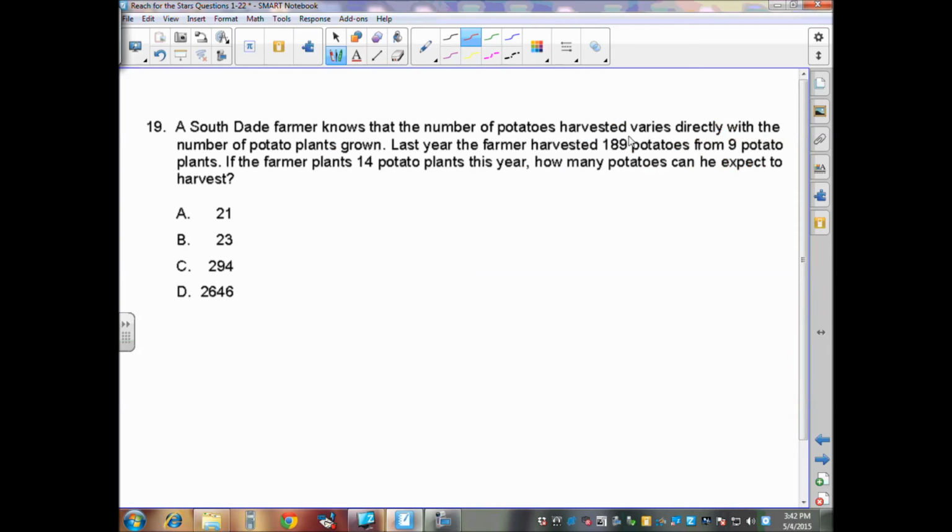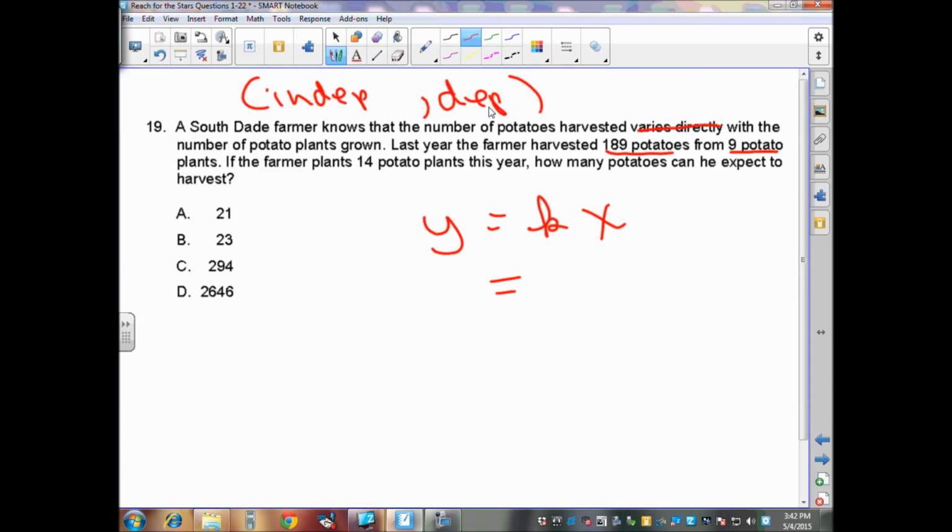because your rate of change is -3 gallons per 20 miles. All right, varies directly. Remember, varies directly means y equals kx. The first thing you have to do is find the constant of variation. He harvested 189 potatoes from 9 plants. We have to decide what the independent and the dependent variables are in a direct variation. It looks to me like the number of potatoes depends on the number of plants. So your independent variable is your plants, and 189 is your potatoes.